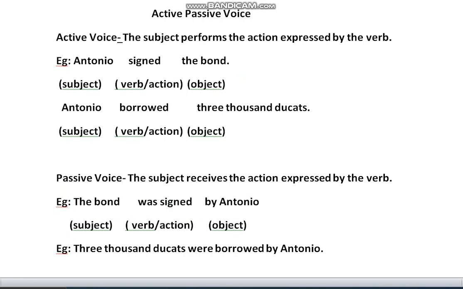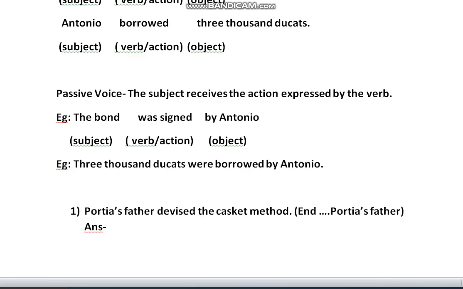We will solve a few examples to understand it better. Alright, so the question is, Portia's father devised the casket method. Here, Portia's father is the subject, devised is the action, the verb, and the casket method is the object. Now the instruction is, end with Portia's father. It should be written in the end.